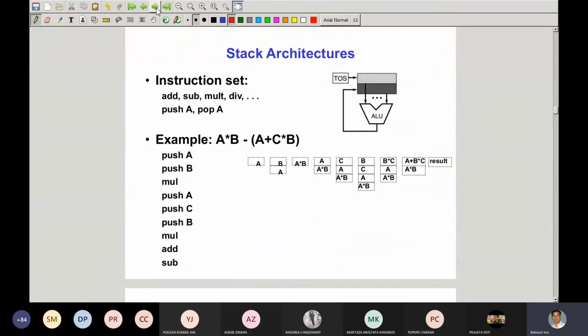Now, in case of stack architecture, I have given one example of how to evaluate this calculation. Generally, you will find that this type of instruction is written in this way.